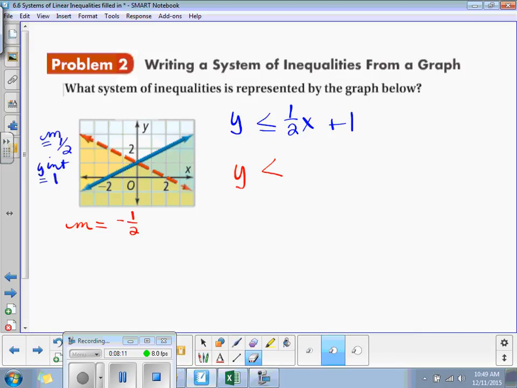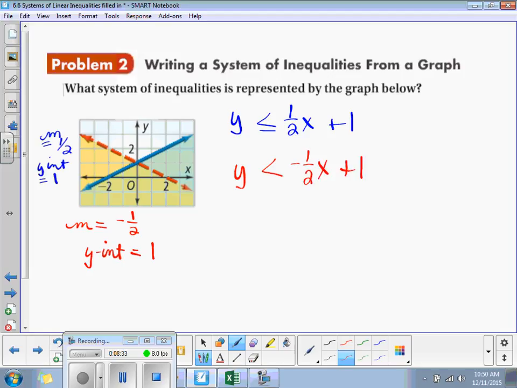The y-intercept is where it crosses the y-axis. So here it crosses at 1. So the y-intercept is equal to 1. And now we're ready to put our equation together. So y is less than -1/2 x, perfect, plus 1.